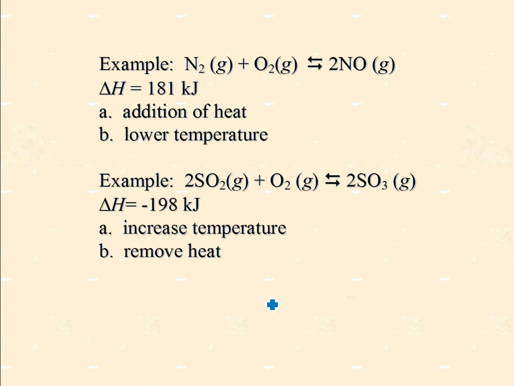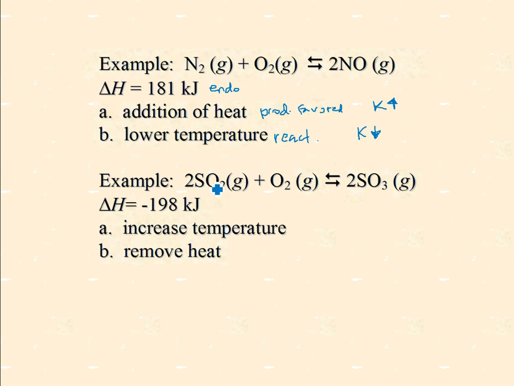So here's a couple of examples. I have a process that's nitrogen and oxygen making nitrogen monoxide. We have delta H is positive 181 kilojoules. This is an endothermic process because energy is required for it to proceed. If we add heat, when energy is required, we would expect to make products. So it would be product favored. And K will do what? K, well, because we made more products, K will increase. If we lower temperature, the opposite is going to happen. Reactant favored, and K will decrease.